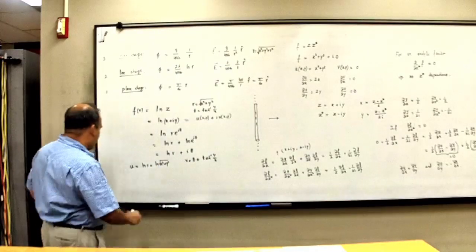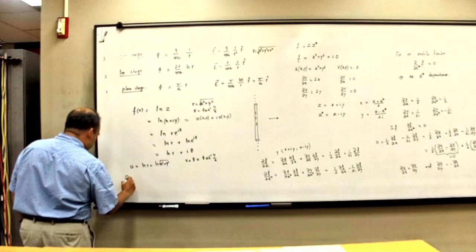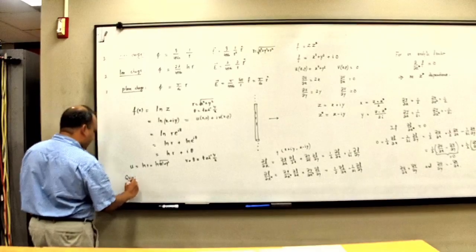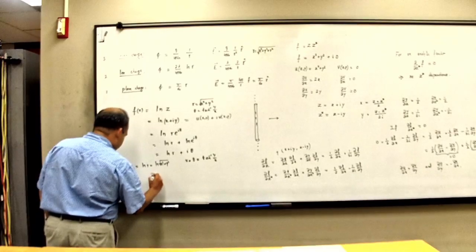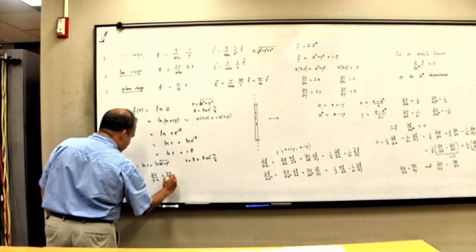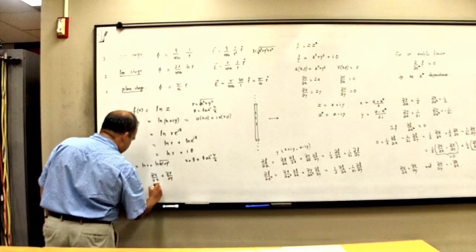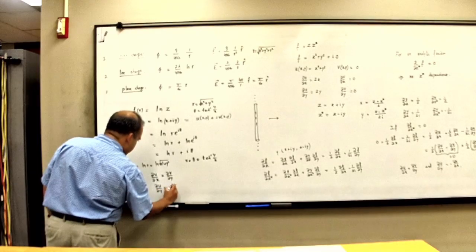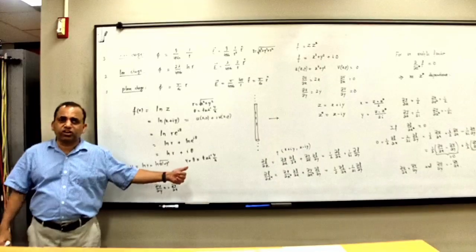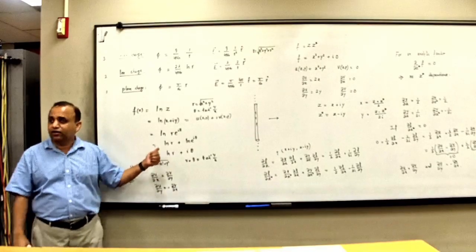I will leave it as a quiz for you, because I should have a quiz today, right? To show that this is indeed analytic. Like, show that du by dx is equal to dv by dy, and du by dy is equal to minus dv by dx. Okay, is that clear? So it will come out that this is really an analytic function.